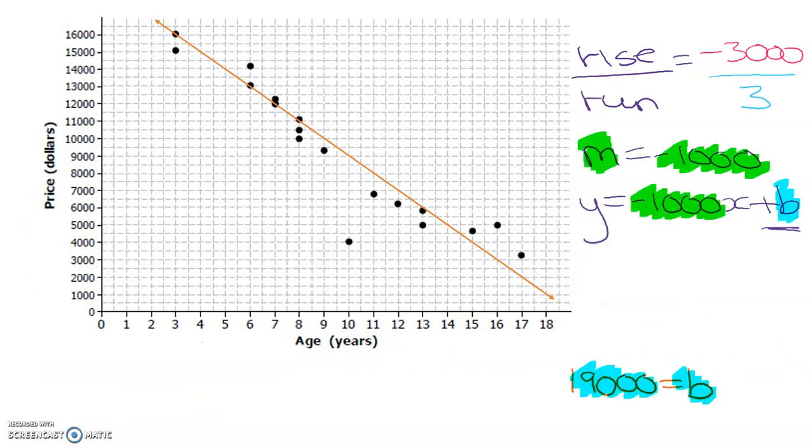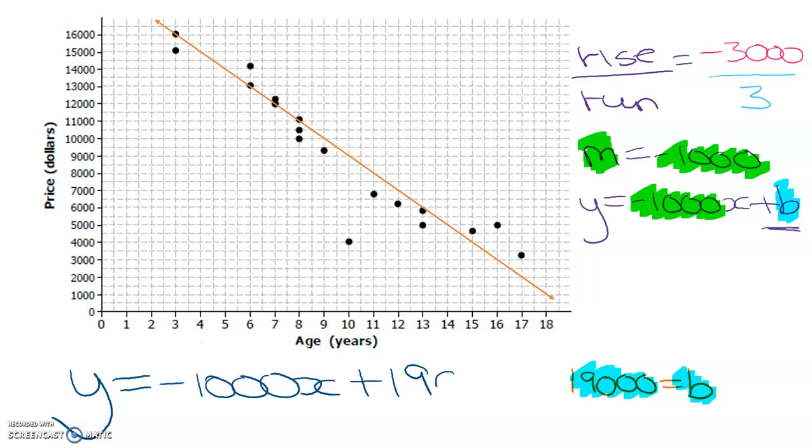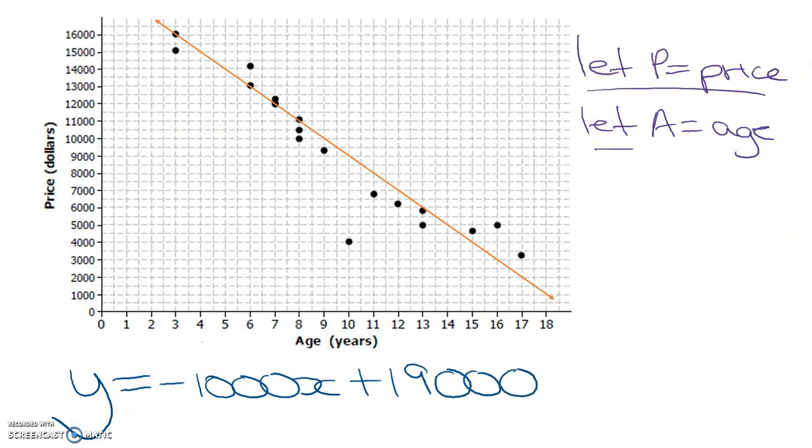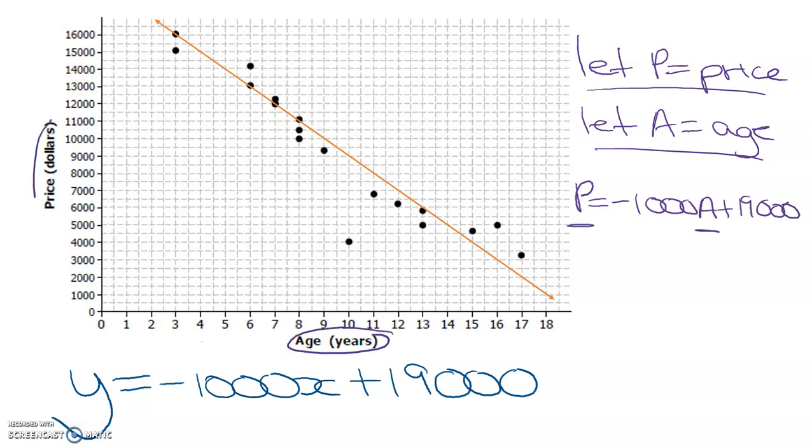So now we just substitute both values in. Remember, y equals mx plus b. We know that m is negative 1,000. We always put the x next to it, and we know that b is 19,000. And if you wanted to change your variables to be more appropriate to your scenario, you could say p equals negative 1,000a plus 19,000. So you have p for price, a for age in years, which matches your two axes. And that's how we find a line of best fit and the equation to go with it.